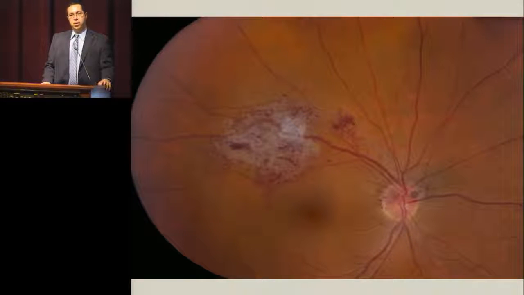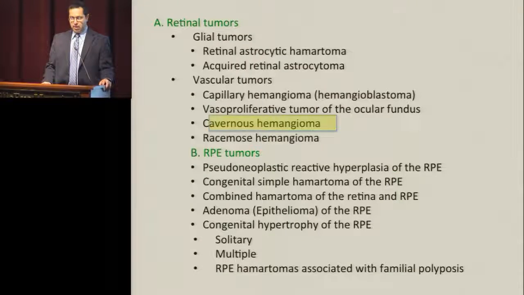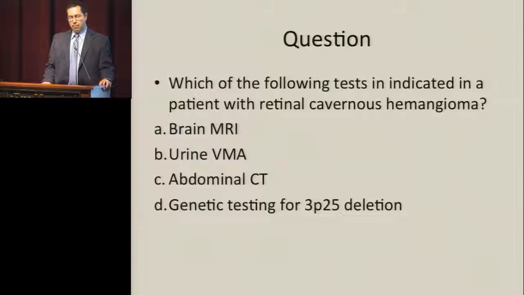So next lesion. And this is so typical. I'm sure you can guess what this is. This is the cavernous hemangioma of the retina. So which of the following tests is indicated in a patient with retinal cavernous hemangioma? A brain MRI, urine VMA, abdominal CT, and genetic testing for 13q14 deletion.